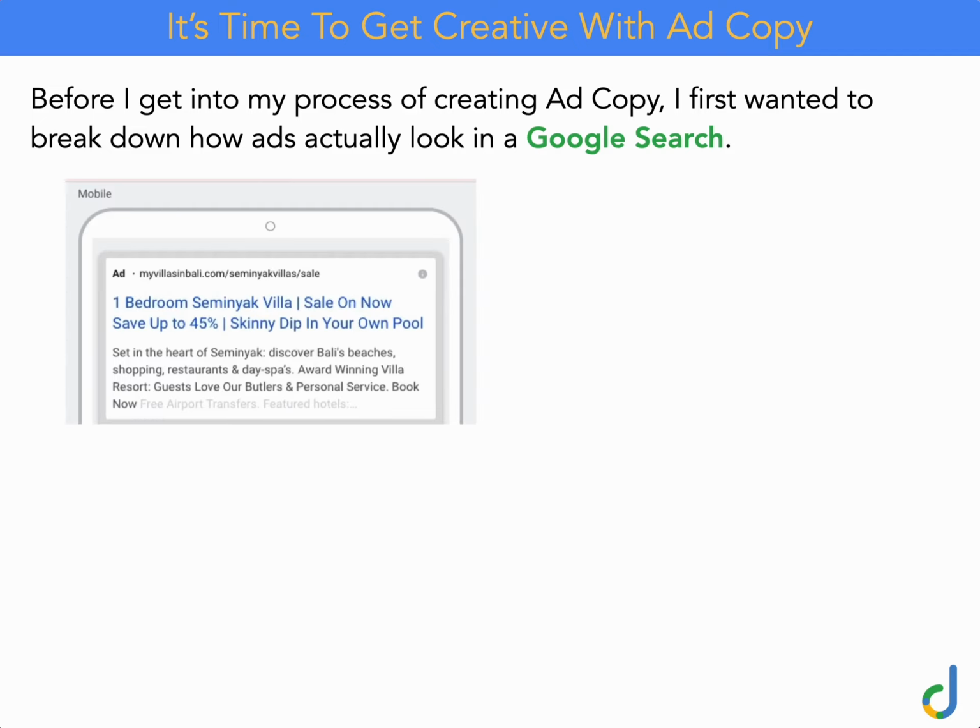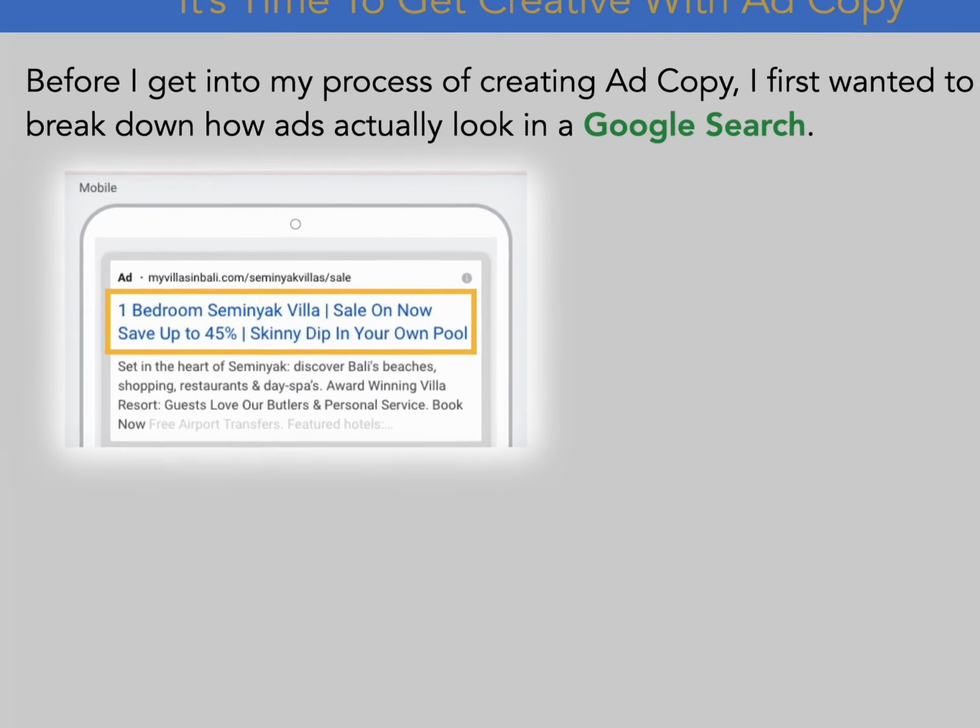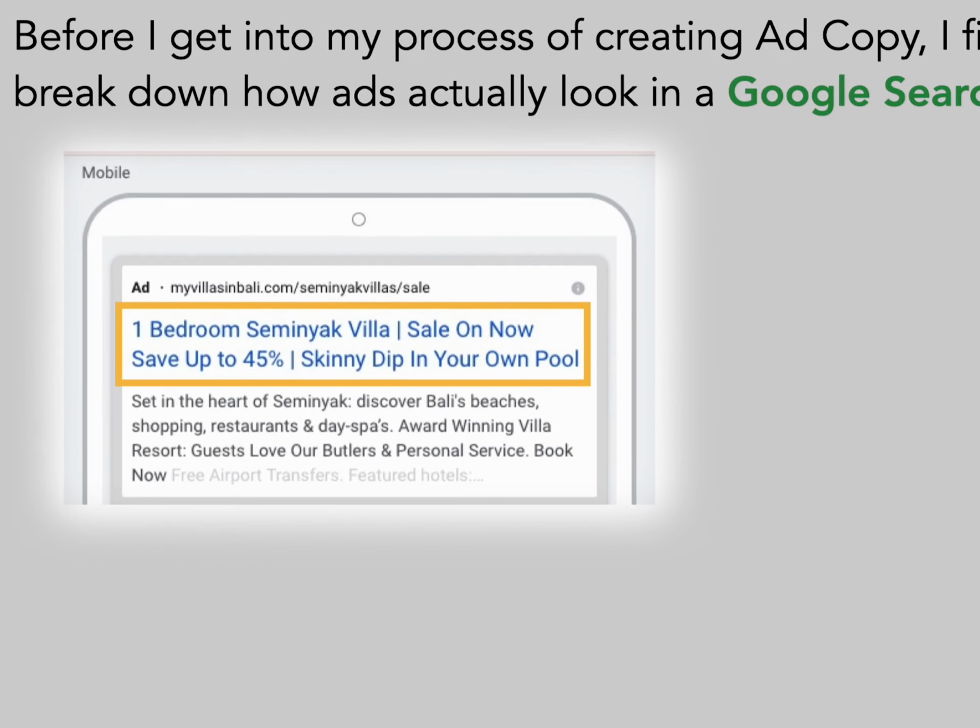The first thing I want to show you is that when we talk about our ad headlines, they're the bold text which is in blue. Whenever you hear me talk about headlines, your ads can show up to 3 headlines, and it's that bold blue text at the top of the ad. Then when we talk about descriptions, that's the text which is below the headlines.